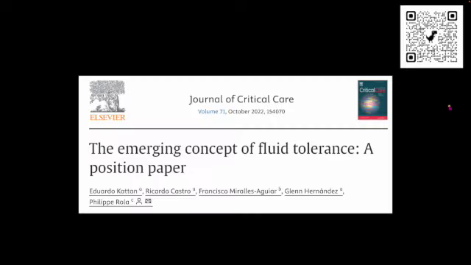I would highly recommend that you take a look at this paper, and it is all about the emerging concept of fluid tolerance. Scan this QR code and it will take you straight to it. After you read it, I really highly recommend that you go down to the supplemental Appendix A, and it is a bunch of case examples by this gentleman, Felipe Rolla. They're really good, and it really helps you solidify the concept of fluid tolerance.